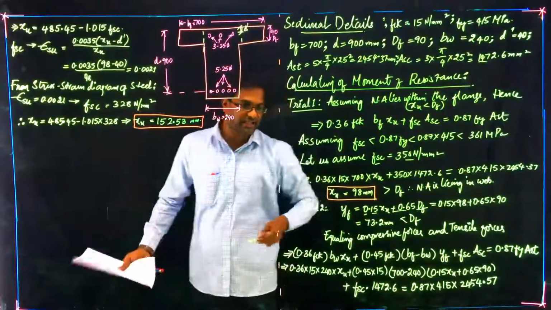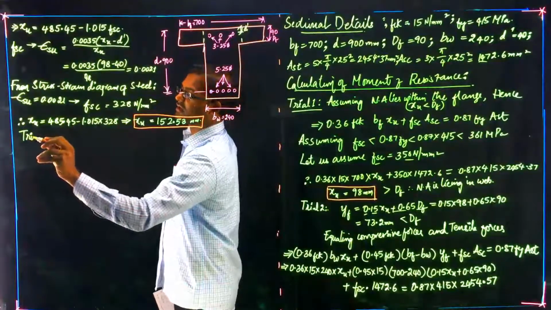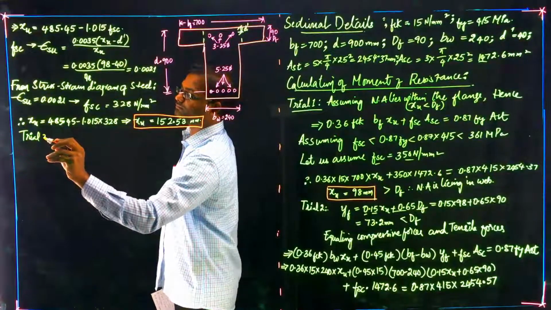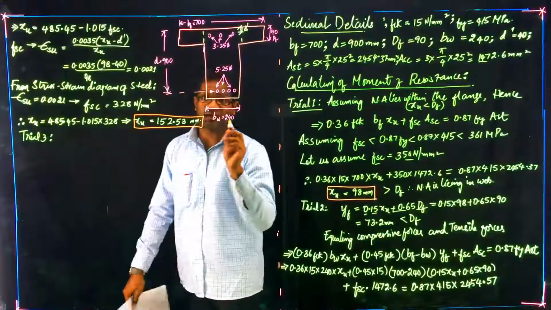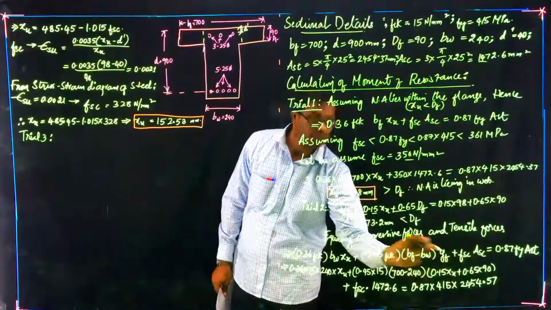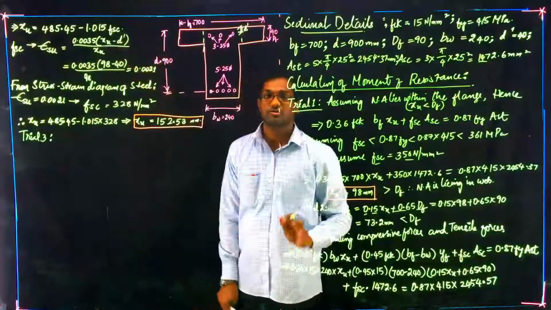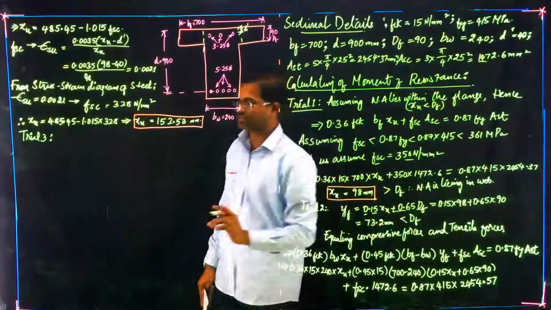Now we will repeat the same steps from trial 3, that is, calculating YF. If YF is greater than DF, then you have to substitute DF here, so this entire equation will change. That is why YF is the first thing we need to calculate.